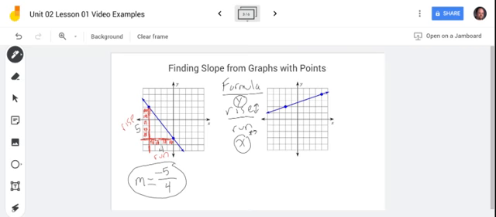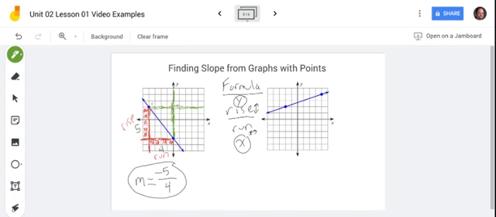Now I said that there was another way to count. I'm going to show you that using green. I'm going to still start at the left. This time I'm going to draw across this way. And then I'm going to start at the other dot. Instead of drawing across, I'm going to draw vertical.